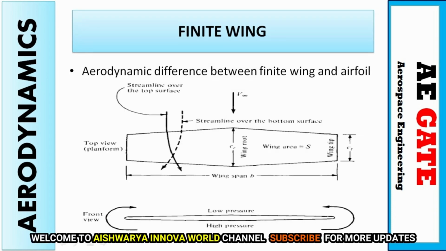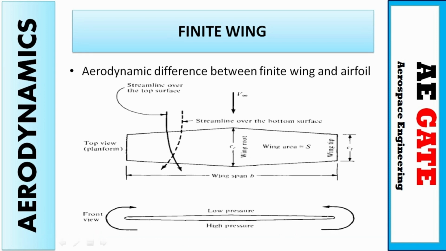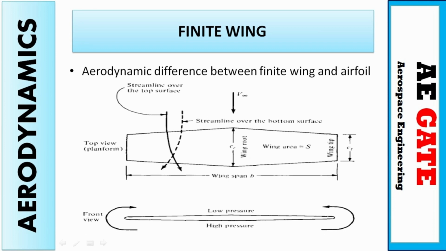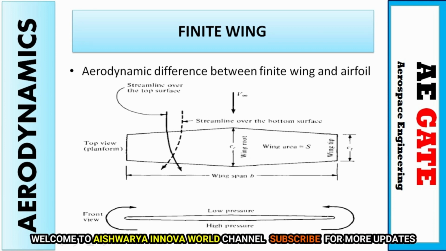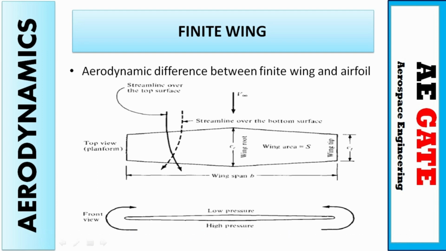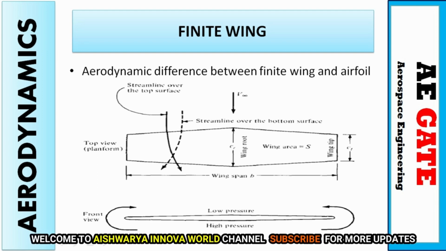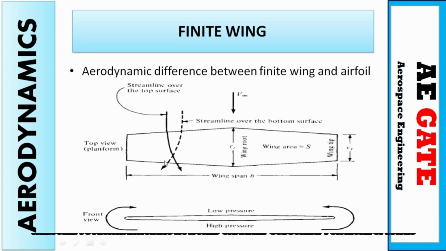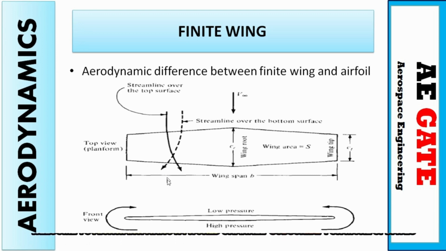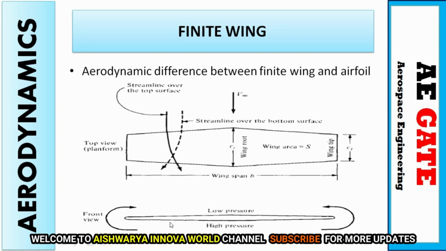Here first comes a finite wing. The question is, why are the aerodynamic characteristics of a finite wing and an airfoil section different? See the figure displayed on your screen. The flow over an airfoil is 2D, whereas a finite wing is a 3D body. So there is a component of the flow in the wingspan direction, which generally forms a top and front view of a wing.